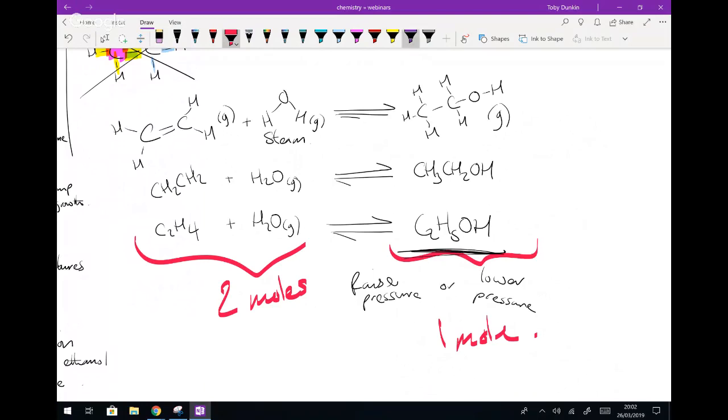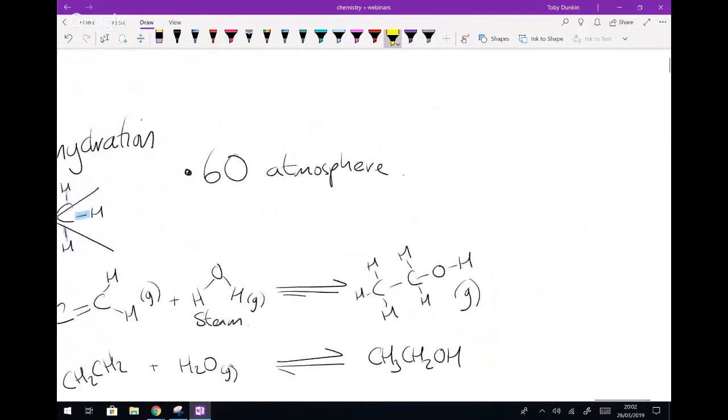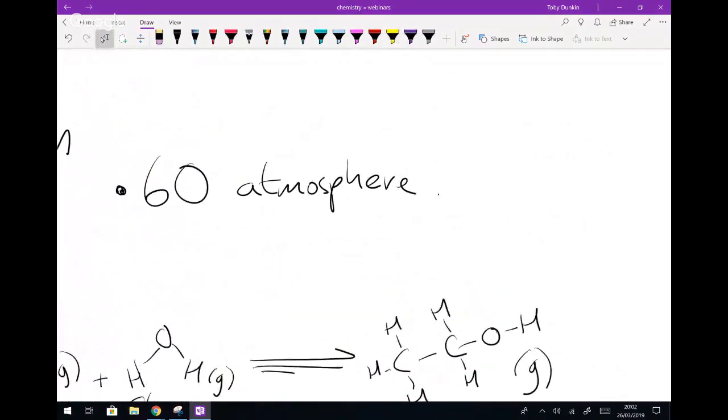And high pressure will favor less moles. So it'll shift it over to the other side. So we should, and we can go above 60. 60 is easy. God, 60 is like a walk in the park. But we can't go any higher.